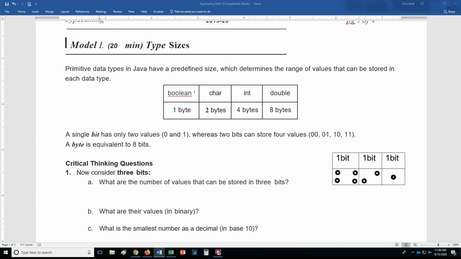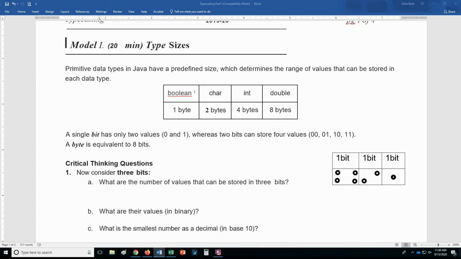The worksheet says that primitive data types in Java have a predefined size which determines the range of values that can be stored in each type. Boolean, which is a logical, a true or a false; character, 2 bytes; integer, 4 bytes; and double, 8 bytes.